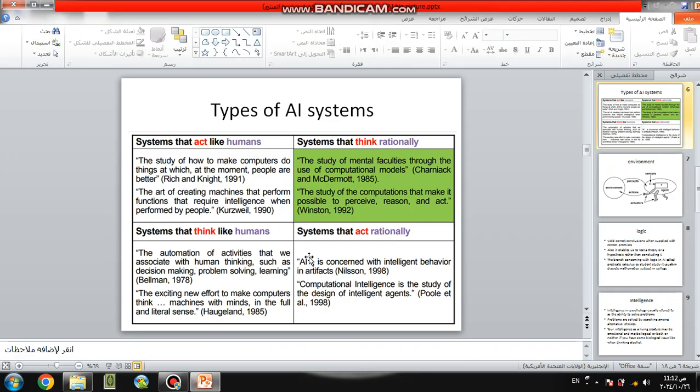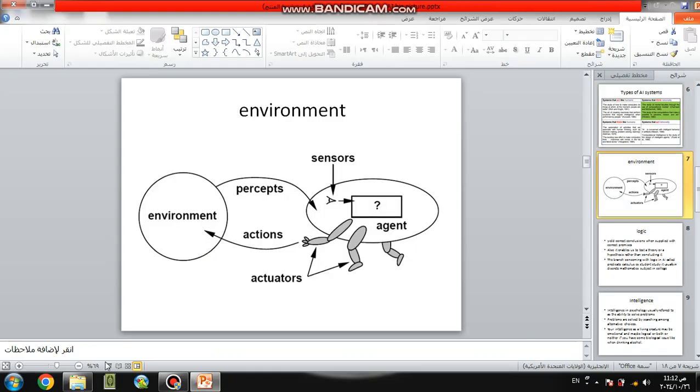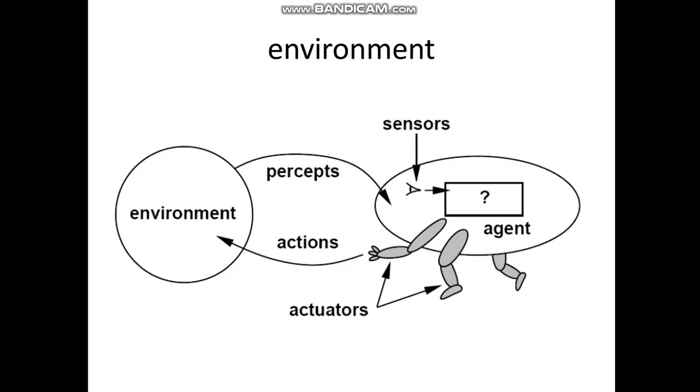And we have systems that think rationally. Really, it follows the rational models that we follow. But we as humans don't follow it all the time. So we have other systems that think like humans or simulate the actions or the way of thinking. So that's a good start for the second video. Now we're gonna go to the environment.